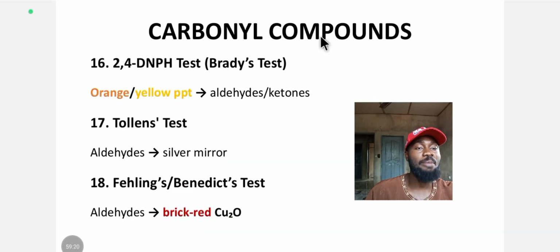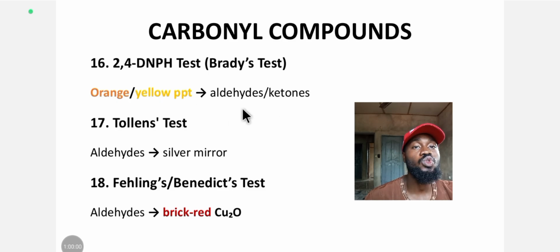The next we have here is carboxylic compounds. Number 16 is the first we have, and we are testing for carboxylic compounds. We use the 2,4-DNPH test, or it can be called Brady's test. When you see an orange or yellow precipitate, it indicates that aldehydes or ketones are present, which are both carboxylic compounds.